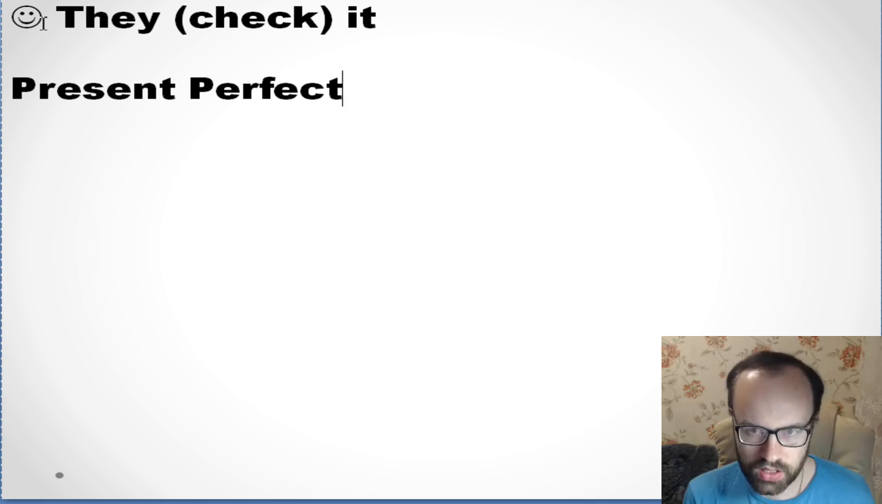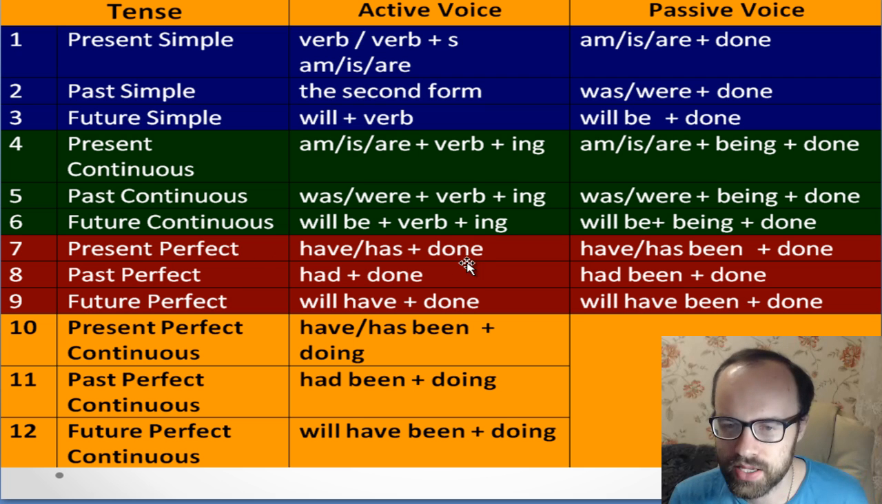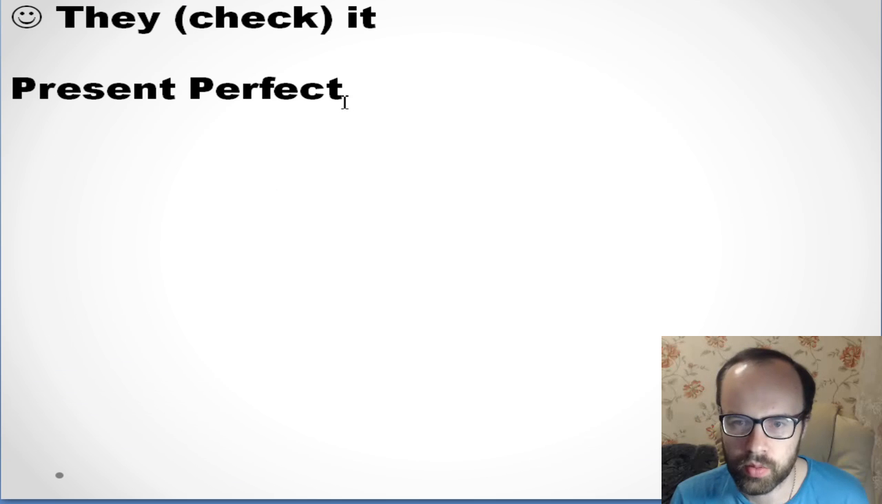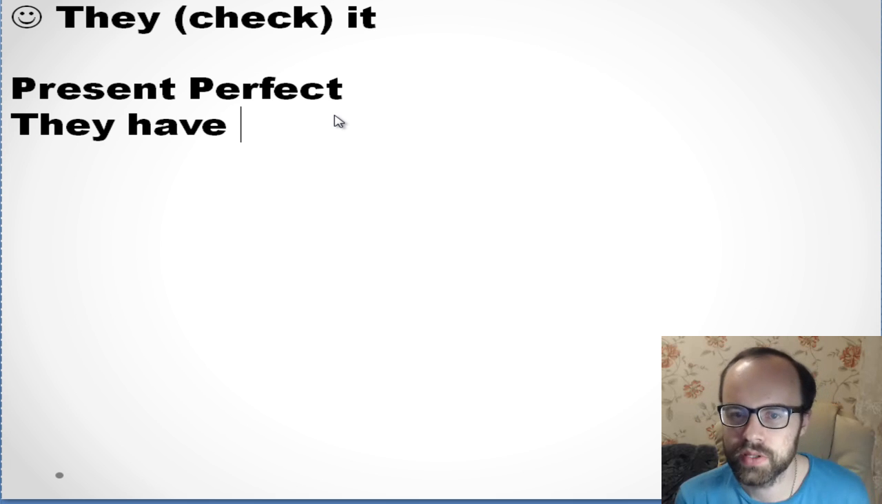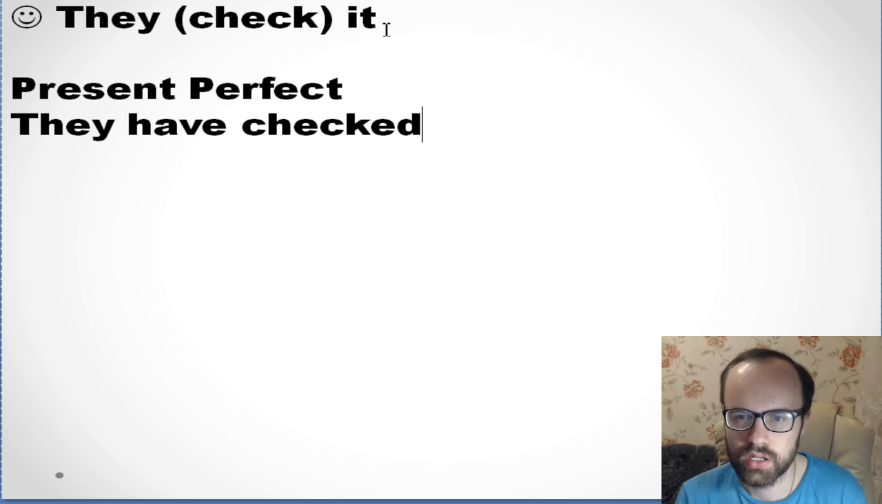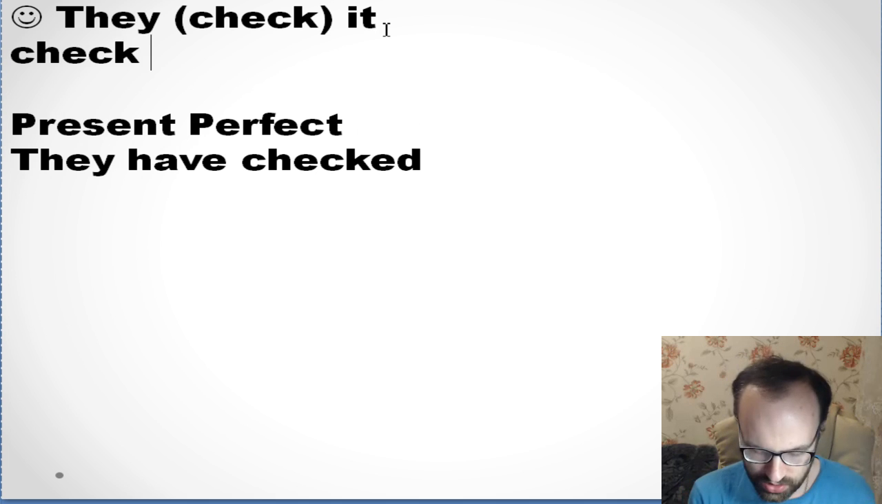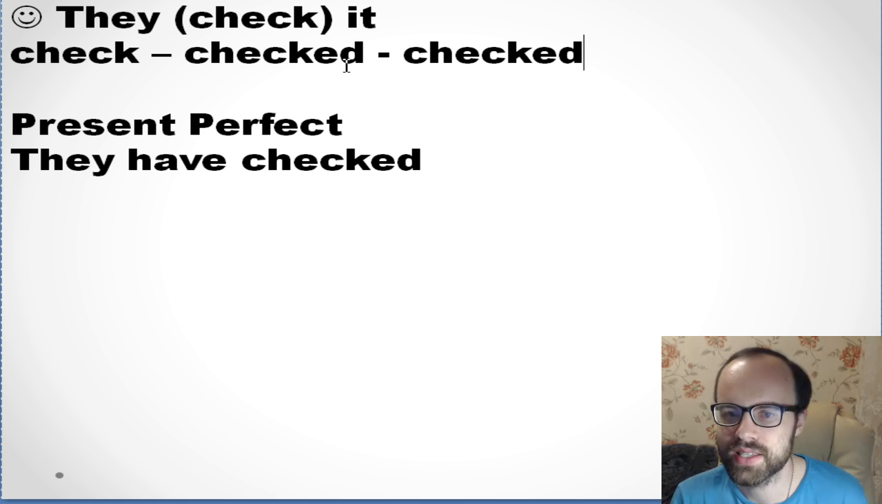So what about present perfect? Do you remember how we say something in this tense? Have or has plus the third form. Okay, no problem. So for I, we, you, they we need have plus the third form, checked. You know that check is the first form, checked is the second form, and checked is the third form, the same as the second form. So this verb is regular and we see ed at the end of this verb.